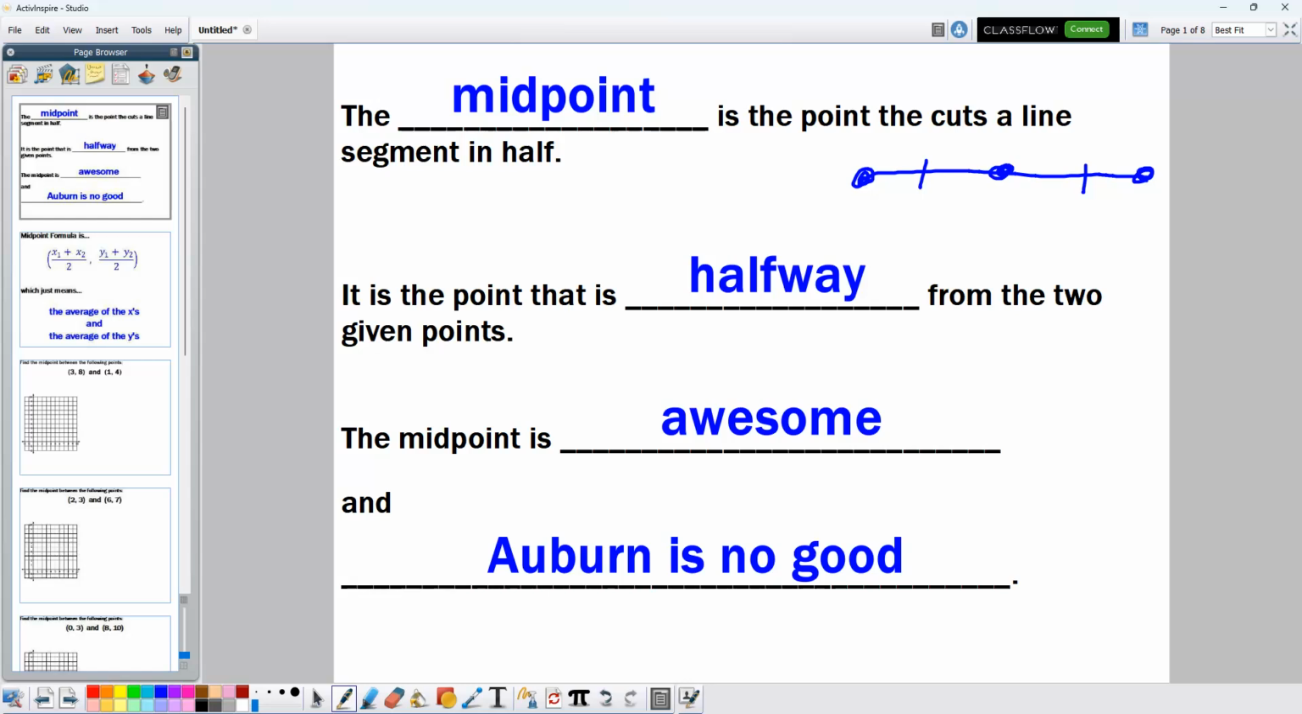It's a point that's halfway from the two given points, and I couldn't remember what goes in the two blanks down at the bottom. So I said the midpoint is awesome, and Auburn is no good. Auburn is no good.